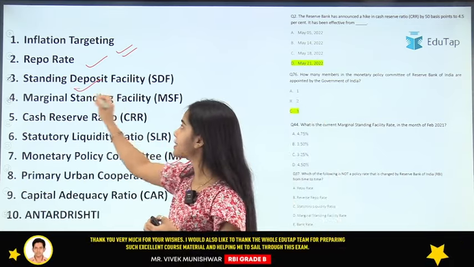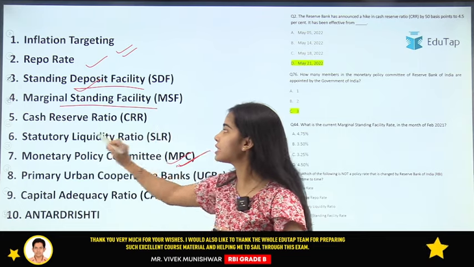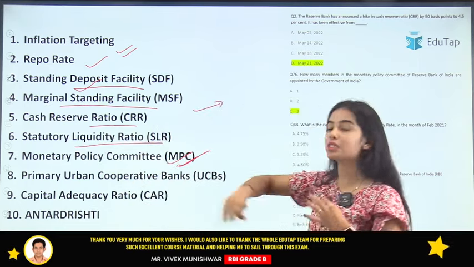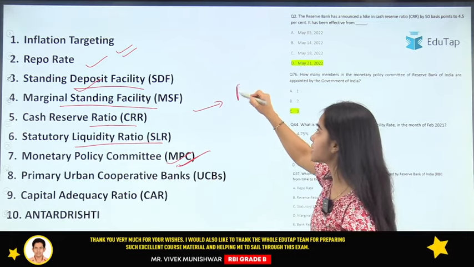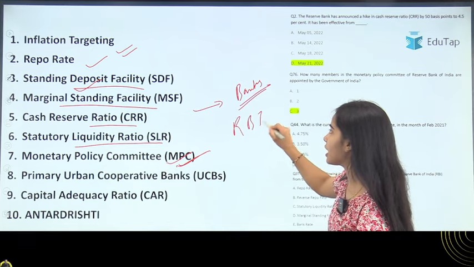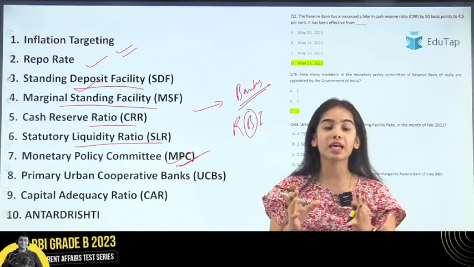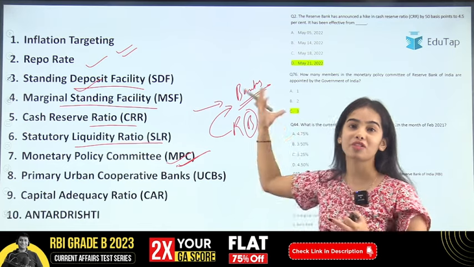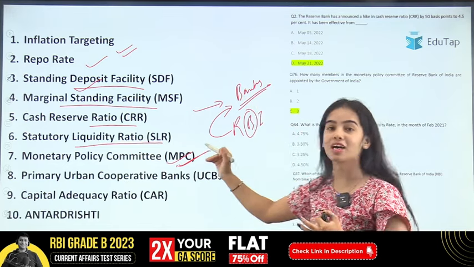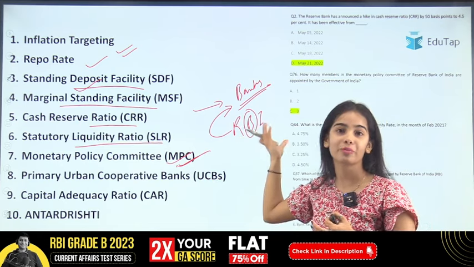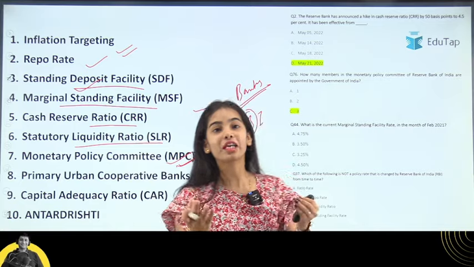The repo rate, standing deposit facility, marginal standing facility, cash reserve ratio, statutory liquidity ratio, these are the ratios and rates that directly affect the banks. And it is the Reserve Bank of India that is the monetary authority and the regulatory body of the banks. So you can understand that these terms that affect the banks are determined by the Monetary Policy Committee, by the RBI. So these terms are very important.